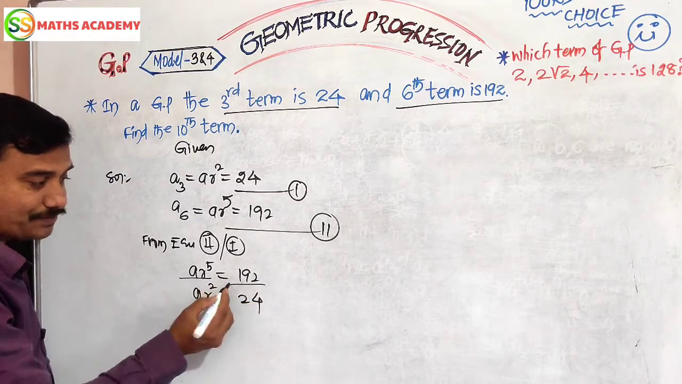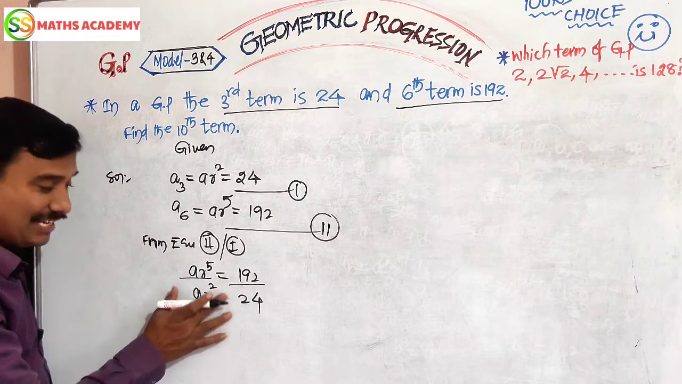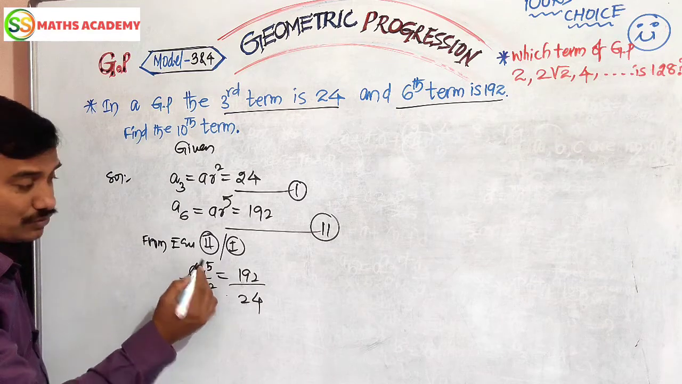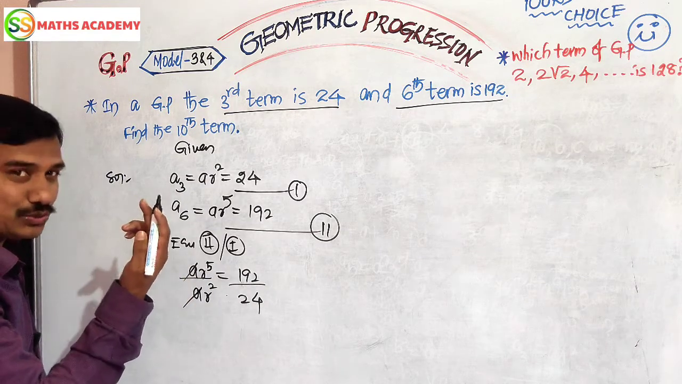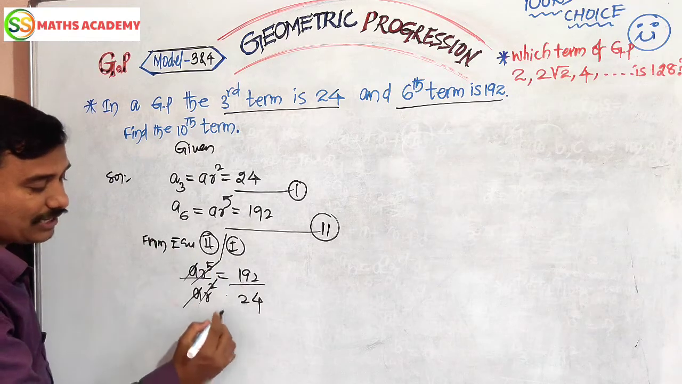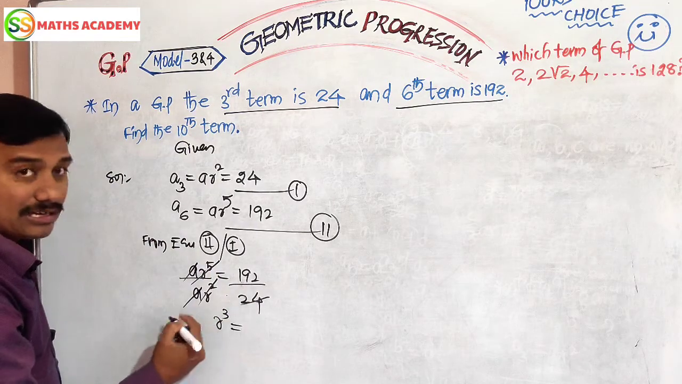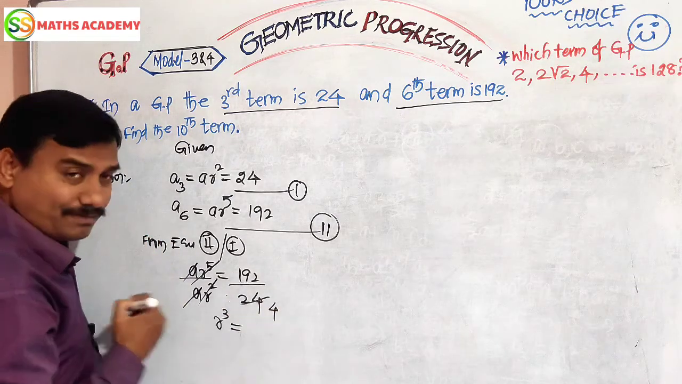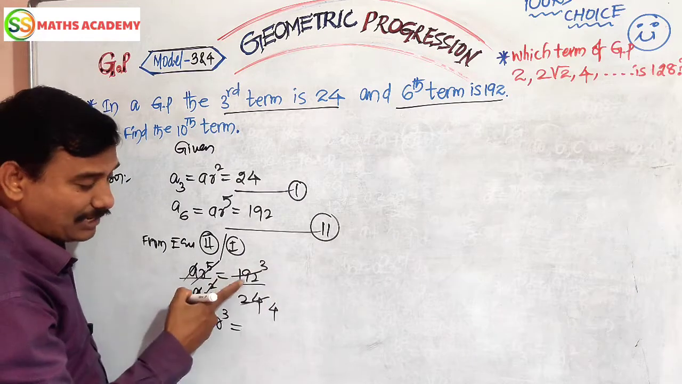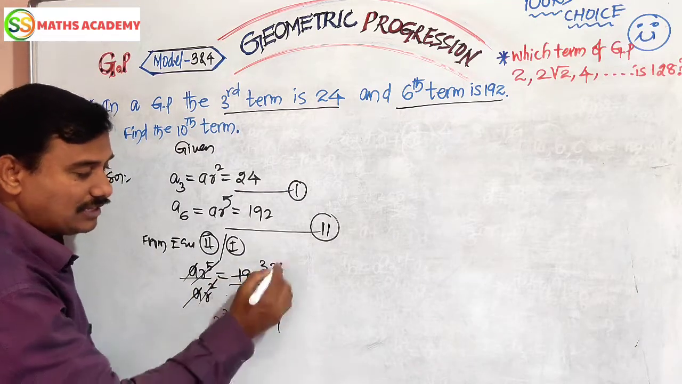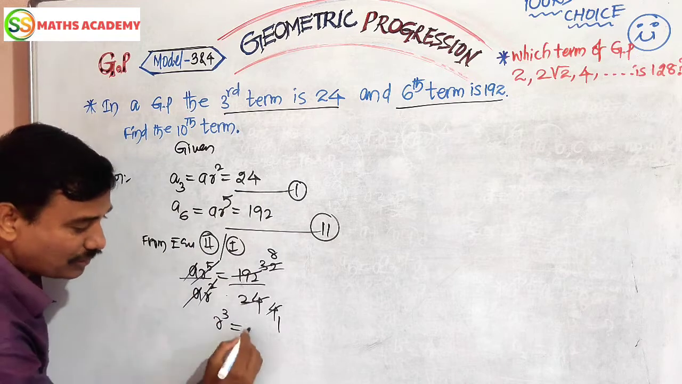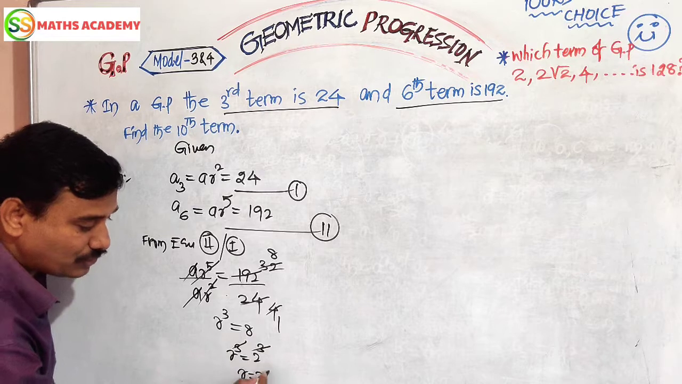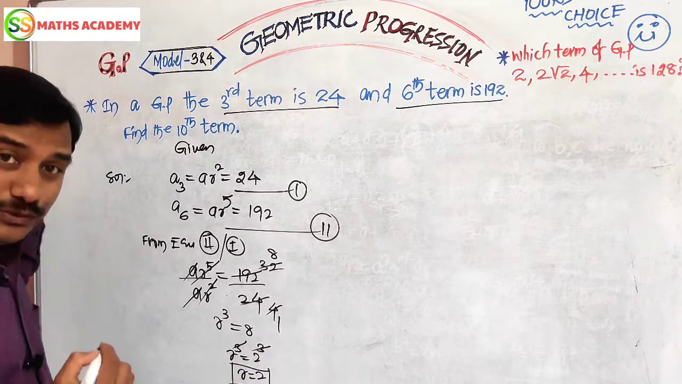I am doing division. a gets cancelled. r to the power of 5 by r to the power of 2 means r to the power of 5 minus 2, that means r cube. So we get r cube. Now here the 6 table will be possible, otherwise you can go with the 2 table, your choice. 6 4s are 24, 6 3s are 18, remainder... 2 1s are 2, 4 1s are 4, 4 8s are 8. Then r cube equals 8, r cube equals 2 cube. Cube gets cancelled, r equals 2. Yes, I got the r value, 2, the common ratio.